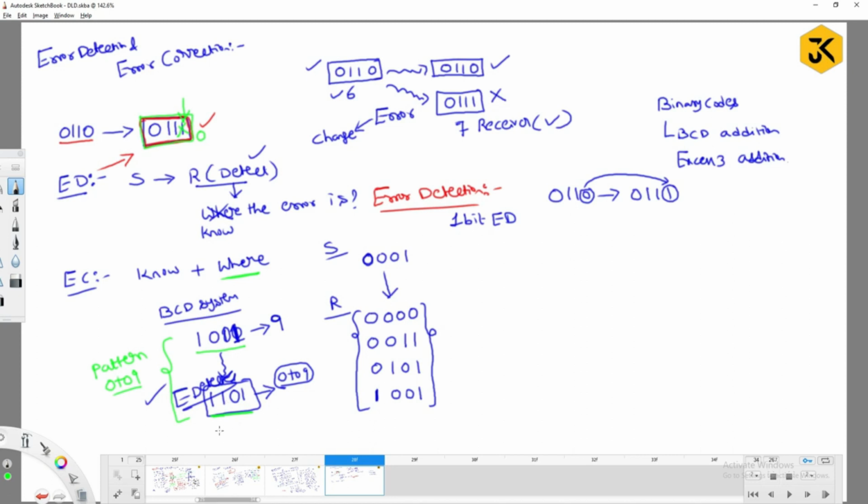See guys, don't think about this point, right? 1011, again, is also leading to more than 9. With respect to this, it is also an invalid BCD code. For example, my sending bits are like 0001. If it is modified to 0101, now it is also invalid in the BCD system, right? Invalid means there is an error detected. Even though 0101 is valid in the BCD system, according to this one we cannot say that there is an error detected. Error detection here is also not possible.